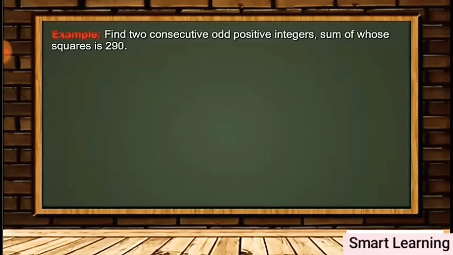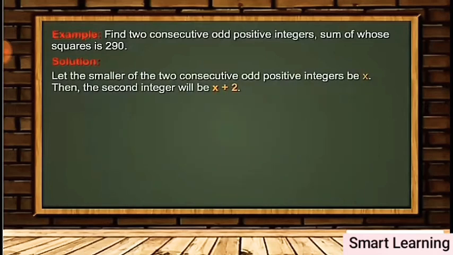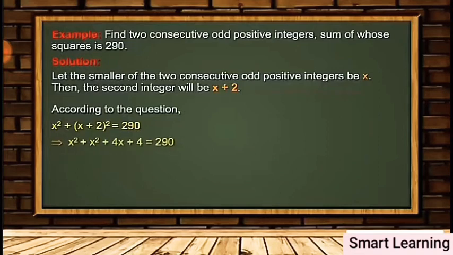Find two consecutive odd positive integers, the sum of whose squares is 290. Let the smaller of the two consecutive odd positive integers be x. Then the second integer will be x + 2. According to the question, x² + (x + 2)² = 290. That is, x² + x² + 4x + 4 = 290.